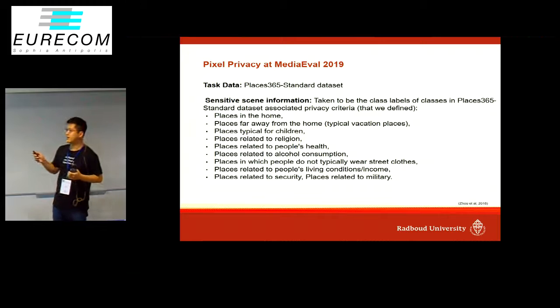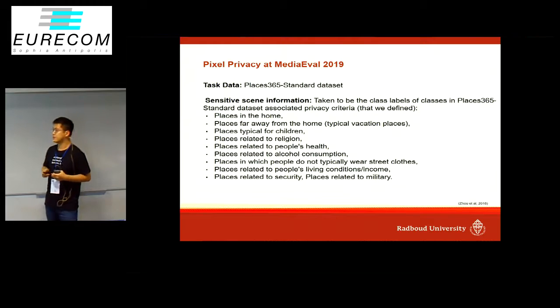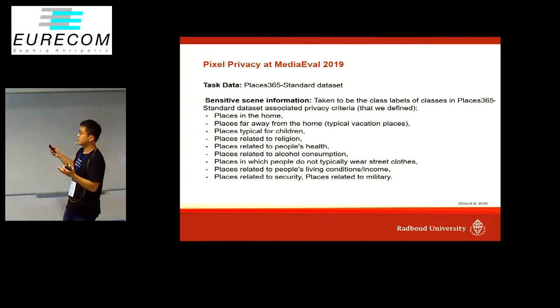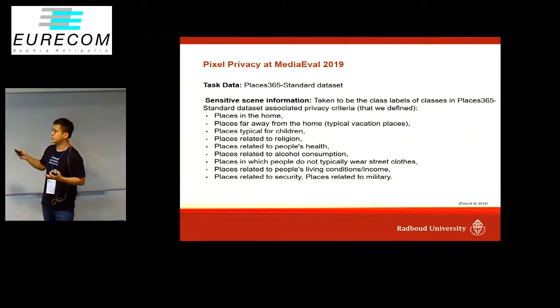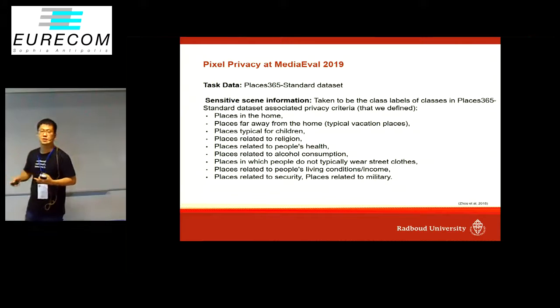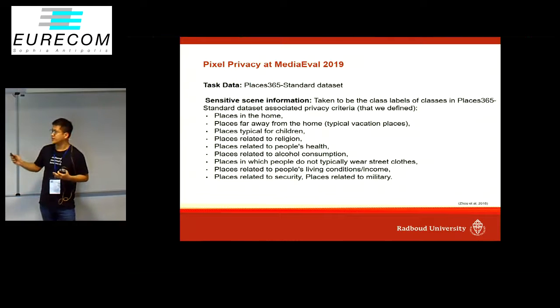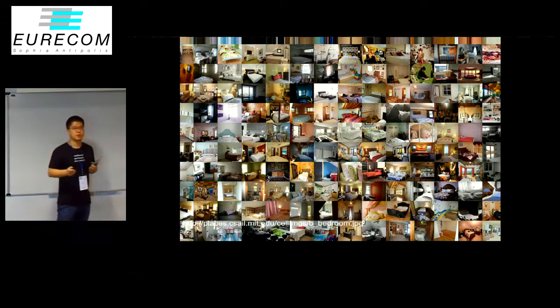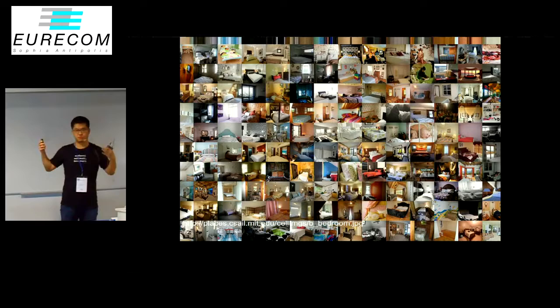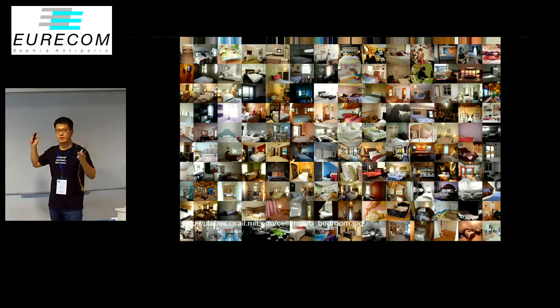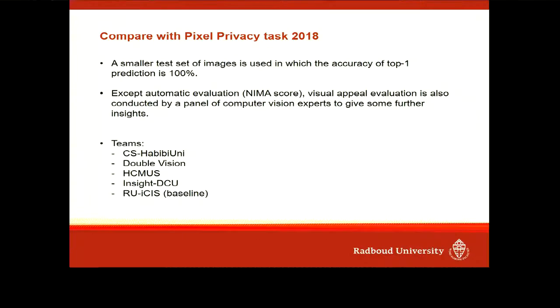Standard, and we select 60 sensitive classes. There are classes like places far away from home or in the home, or related to religion, people's health, or military or security. We select these classes. Here is the gallery of the class bedroom. You can have a look at it to guess what kind of images the data set has.